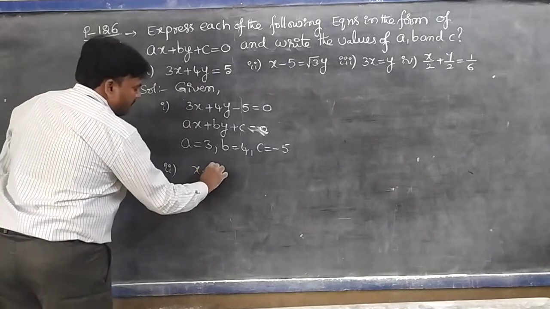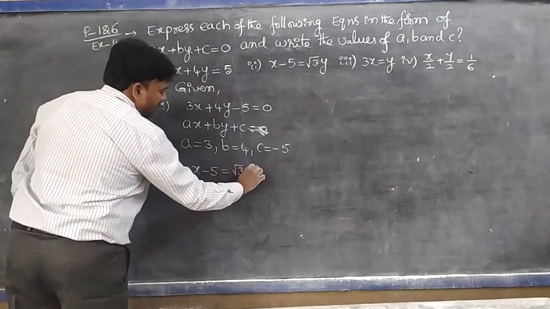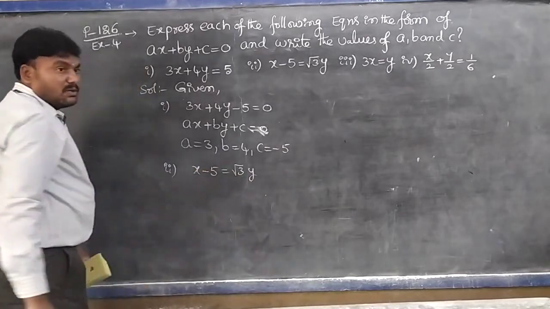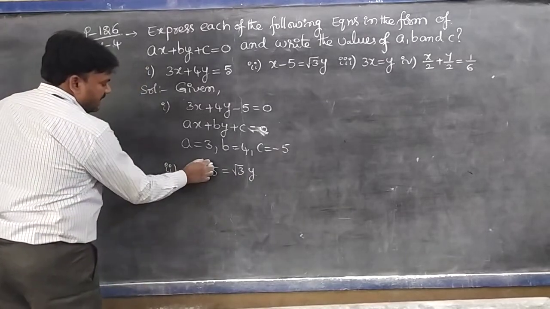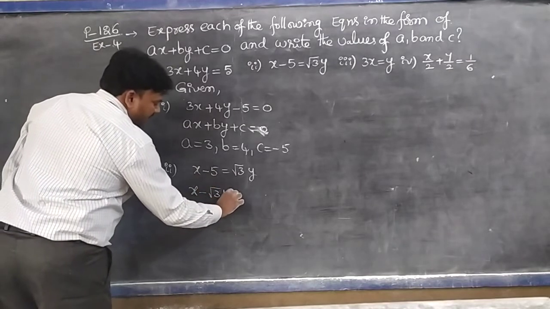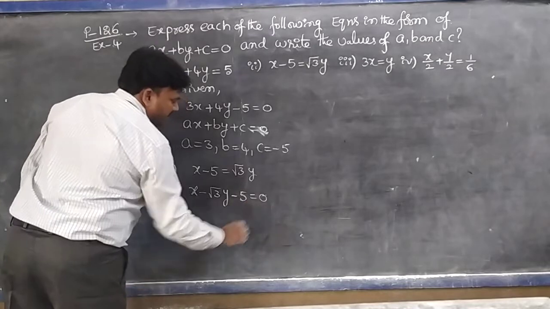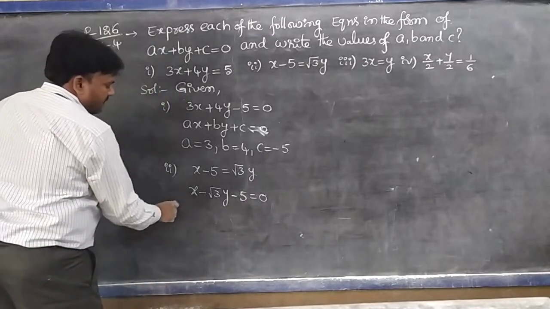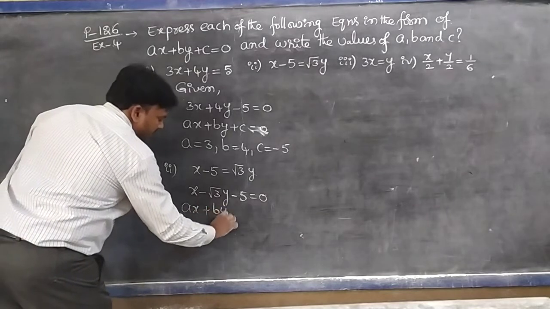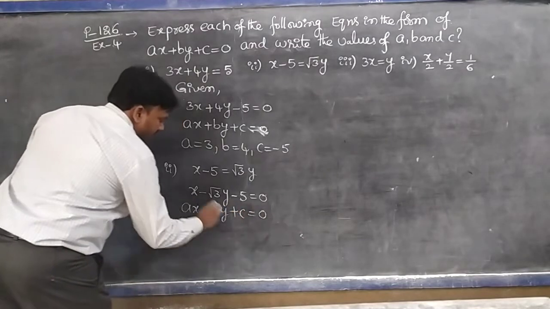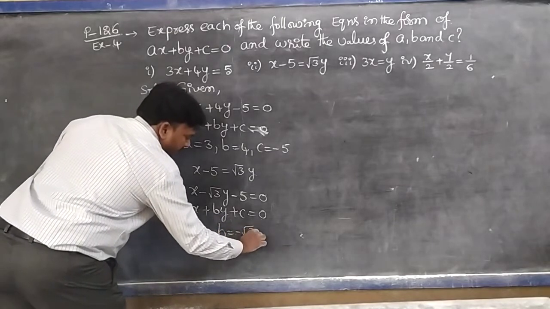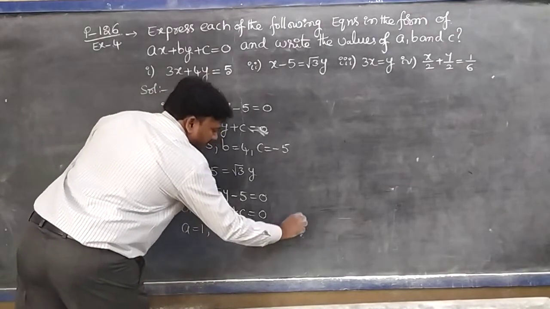And second one: x minus 5 equal to root 3 into y. So the y value is expressed on the left side, automatically plus converts into minus, and it is also expressed in the second position. That is x minus root 3 into y minus 5 equal to 0. Here comparison with ax plus by plus c equal to 0: a equal to 1, b equal to minus root 3, c equal to minus 5.